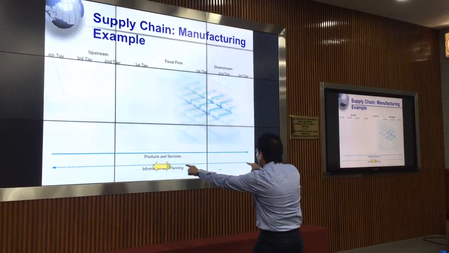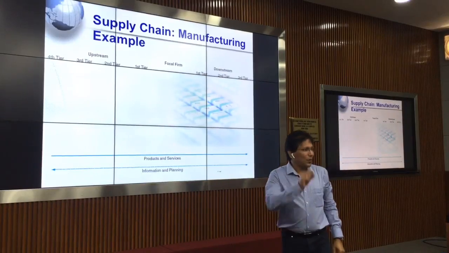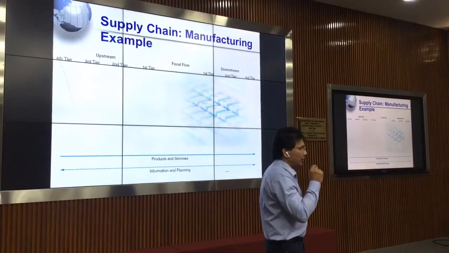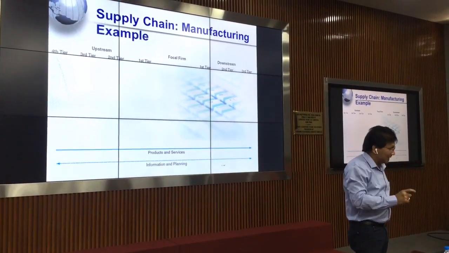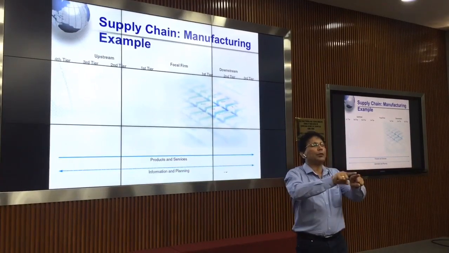You see the information flow? Two ways. So this is called two-way information flow. I told you just now, information, you call it as real time, right? So now I'm telling you, information is real time and it should be two-way.